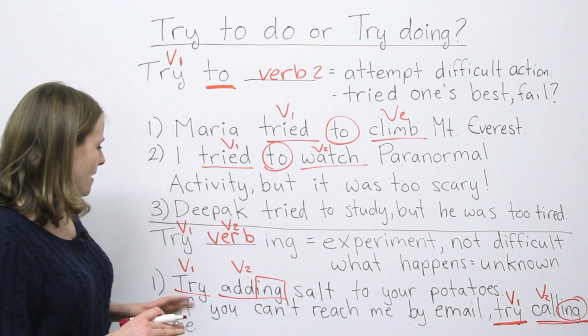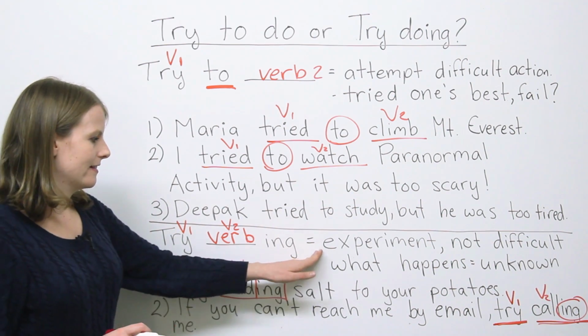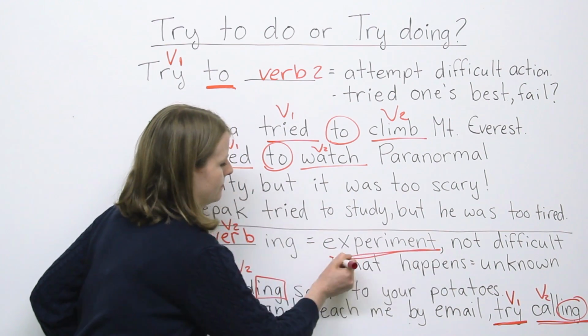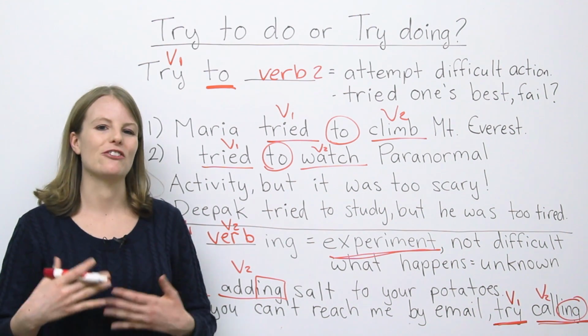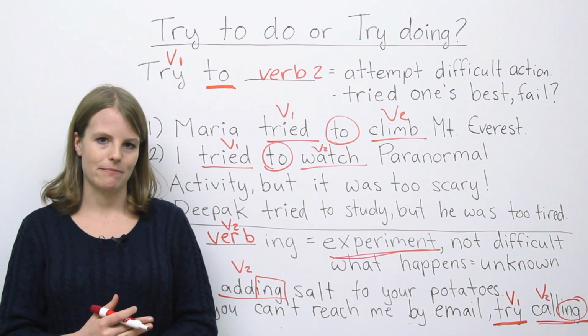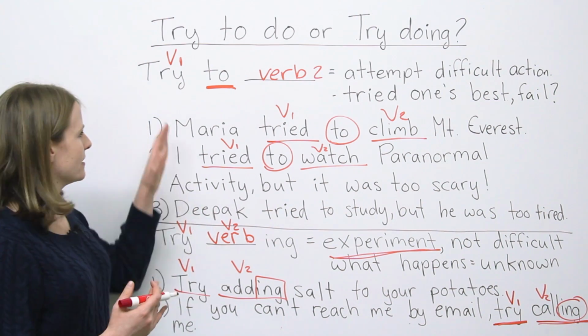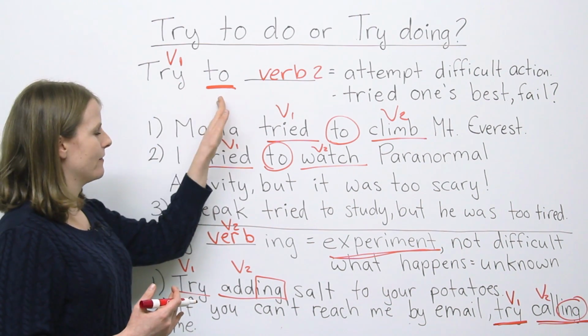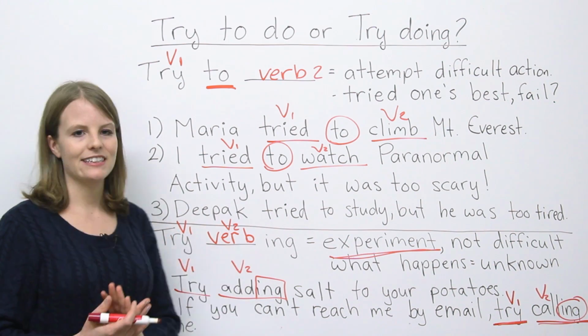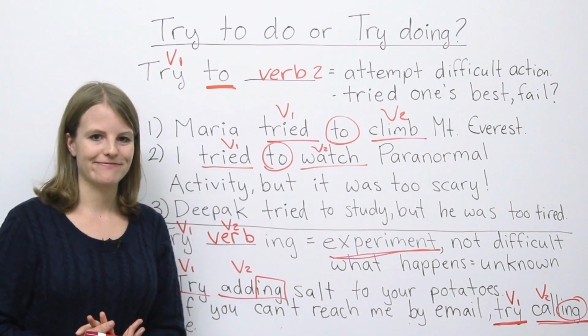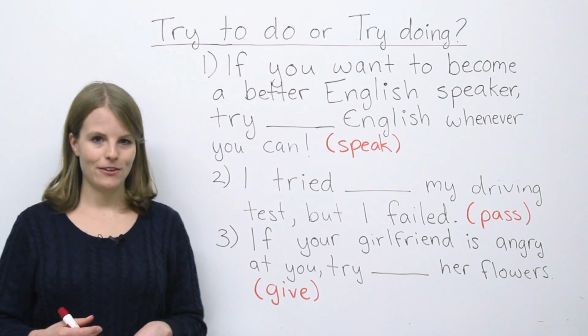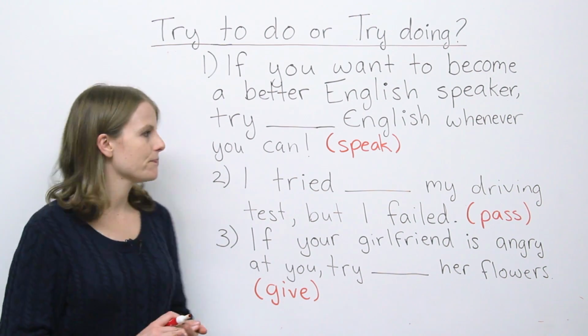Okay? So again, this is experiment. You try to do something, but you're not exactly sure what will be the outcome, what will happen. Okay, so now we're going to look at both try plus the infinitive, try and the gerund, and we're going to do a quiz together. Okay, so let's do this together.